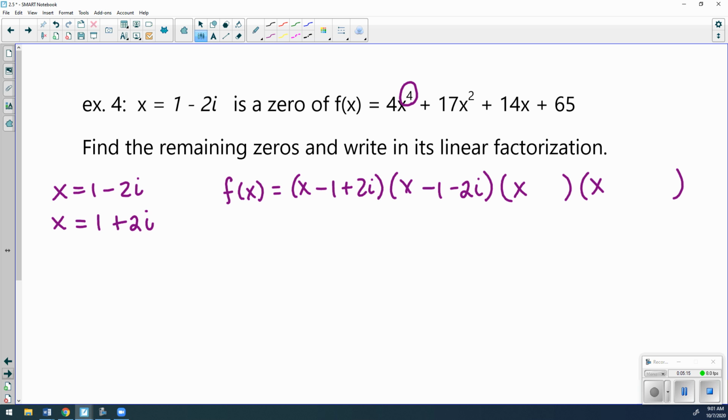Let's find those. So right now, I'm going to take a little side jaunt here, a road trip off to the side. I wanted that to be green. Hold on a second.